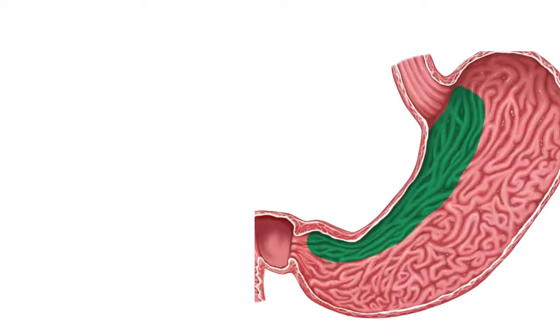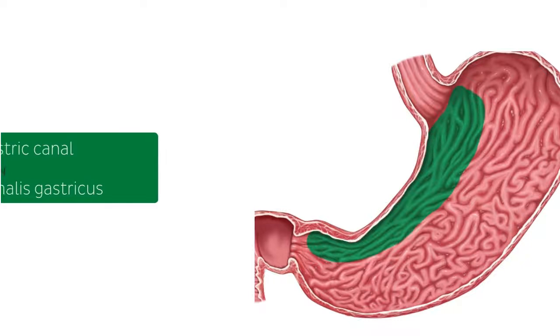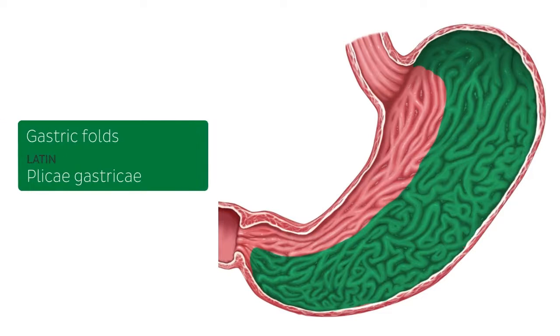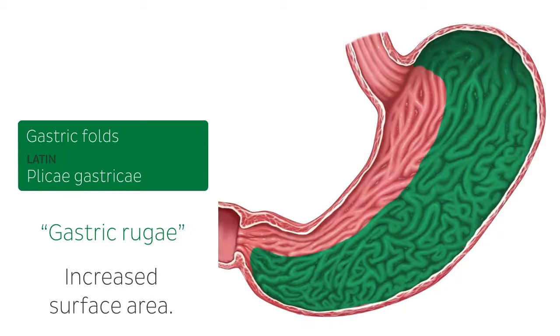The first part that we see here is the gastric canal, which is found along the lesser curvature of the stomach in the body of the stomach. It is a channel formed by the longitudinal mucosal folds. These gastric folds, which I've mentioned in previous slides, are also known as gastric rugae. They are formed by the mucosa of the stomach. They provide the stomach with an increased surface area for nutrient absorption.